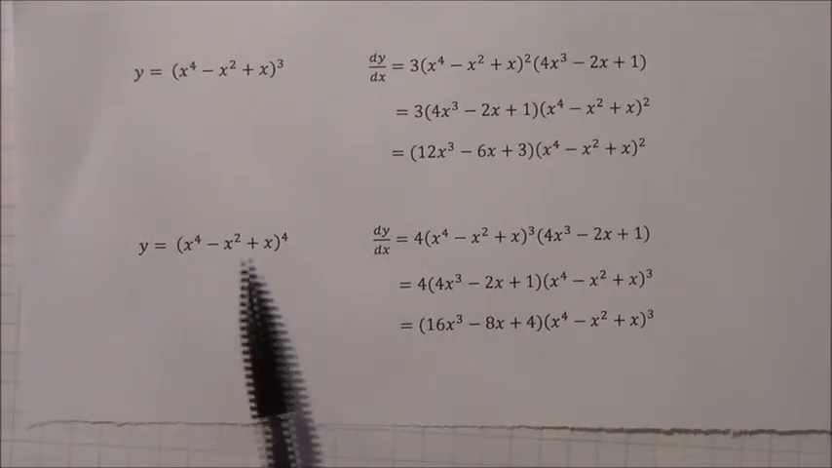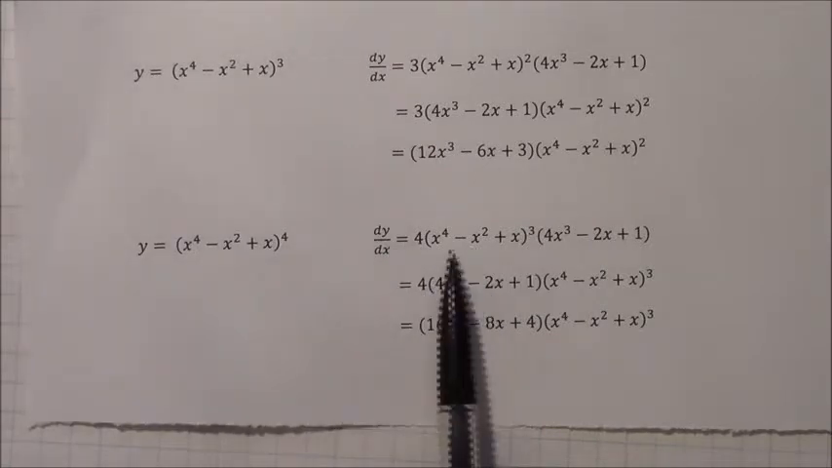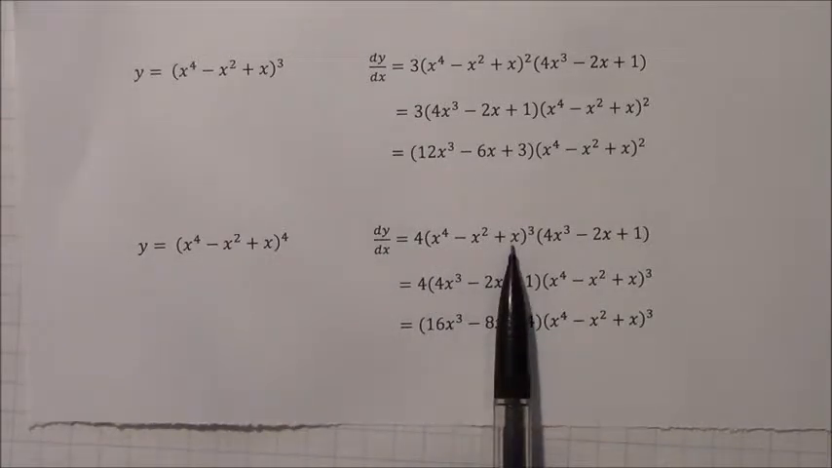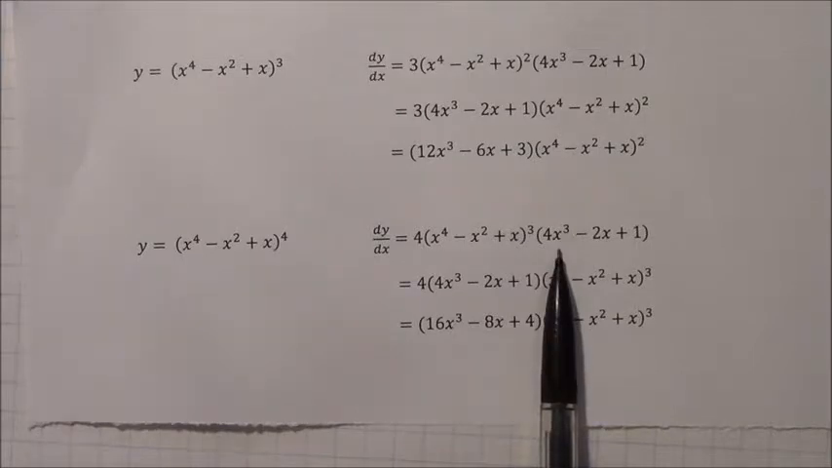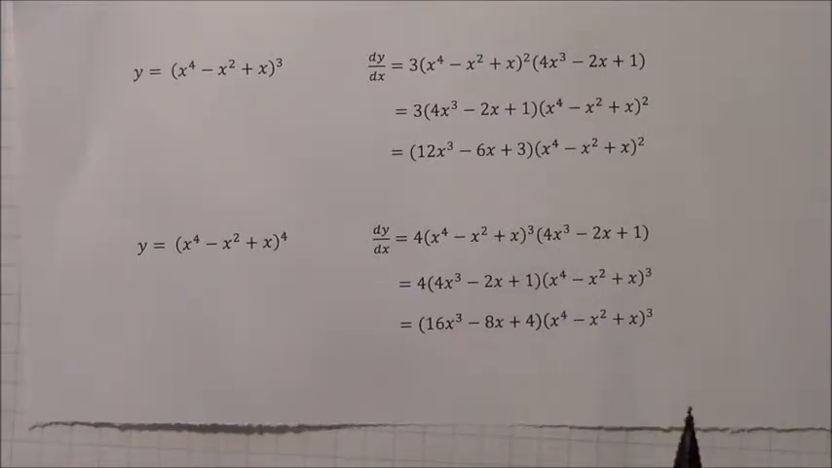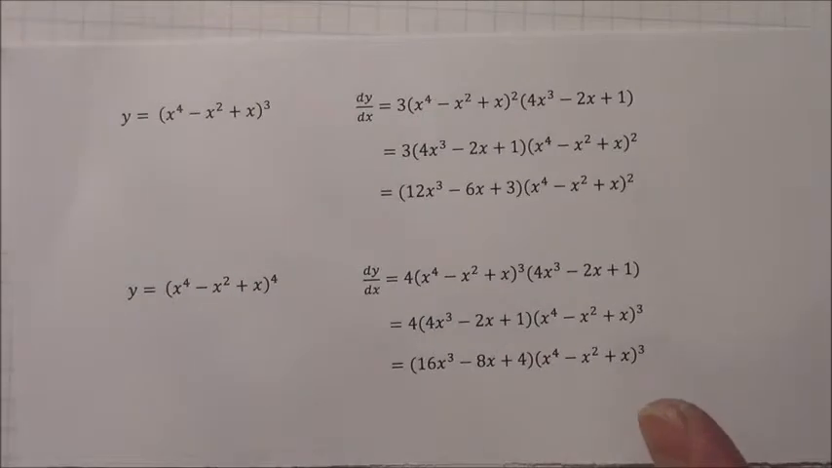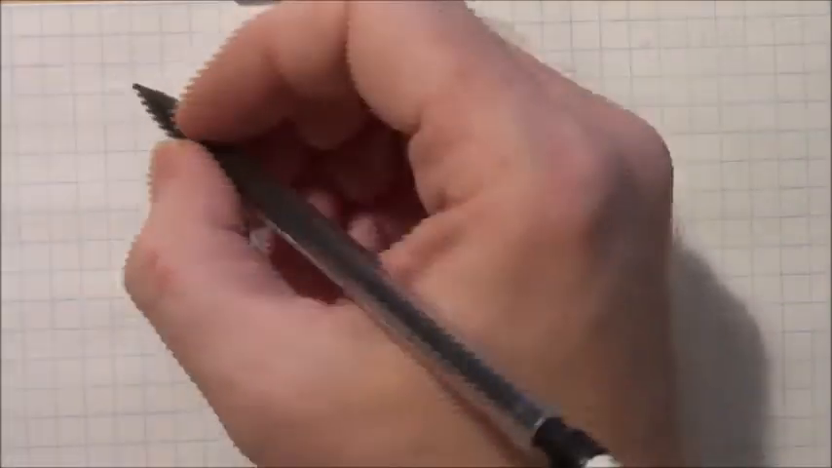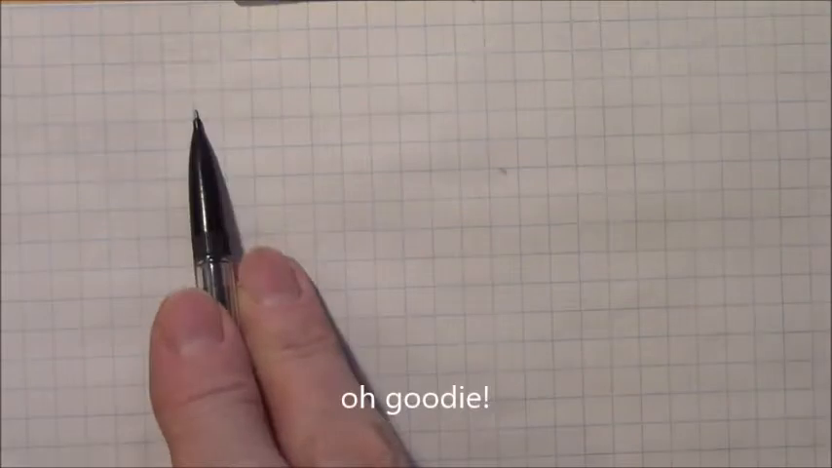And then this last one, 4 multiplies down in front, (x^4 - x^2 + x) all cubed, multiplied by (4x^3 - 2x + 1). Okay, so I'm hoping that you saw the pattern and you got a sense of what the rule is for the chain rule, which is differentiating composite functions. And so here is the chain rule, the big chain rule.